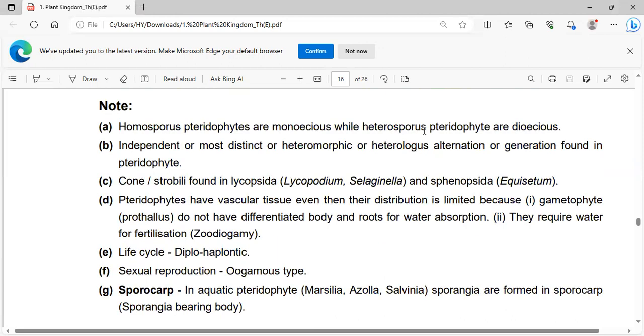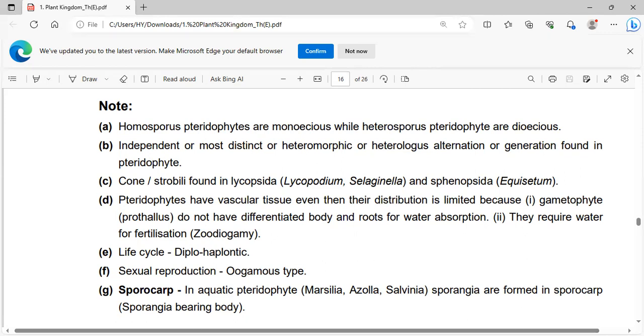The homosporous pteridophytes are monoecious, while heterosporous pteridophytes are dioecious. Distinct heteromorphic alternation of generation is found in pteridophytes. Cone strobili are found in Lycopsida, Lycopodium, Selaginella, and Sphenopsida, Equisetum. The pteridophytes have vascular tissues, even then their distribution is limited because the gametophyte prothallus does not have a differentiated body and roots for water absorption. They require water for fertilization, zoidiogamy.